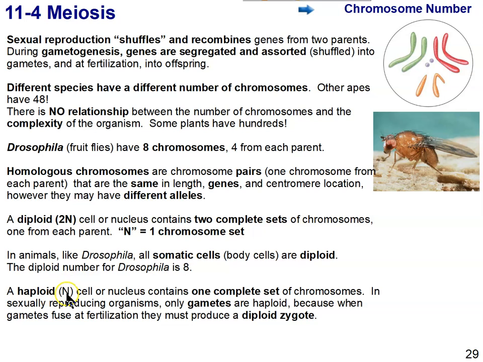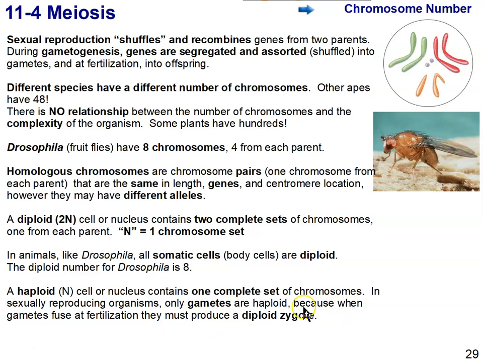Haploid is 1 set of chromosomes. So in other words, for humans, that would be 23, 1 set. In sexually reproducing organisms, only gametes are haploid. So in your body, if you're a male, sperm cells are haploid. They have 23 chromosomes. If you're female, then eggs are haploid, 23 chromosomes.